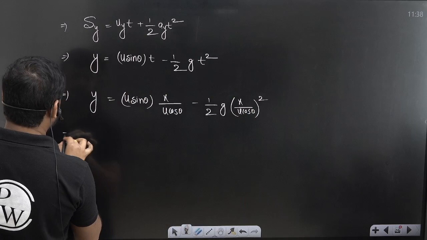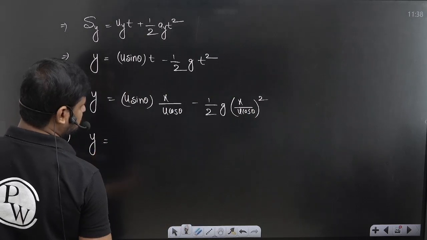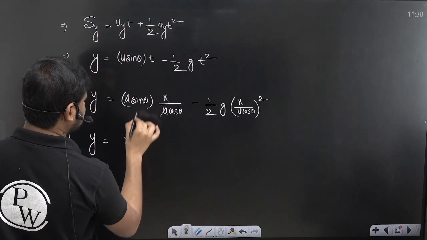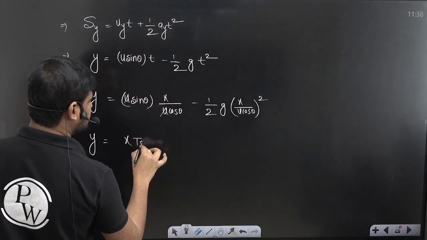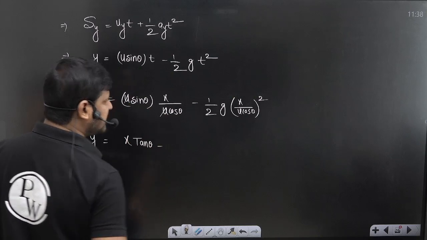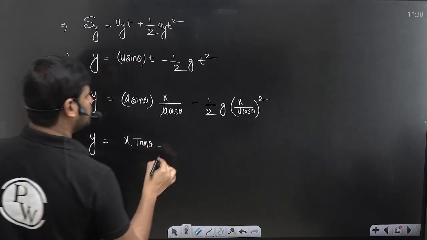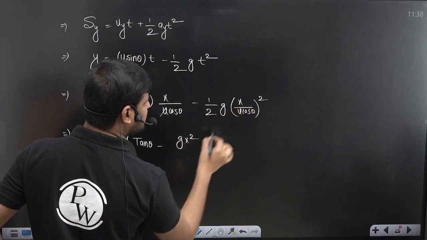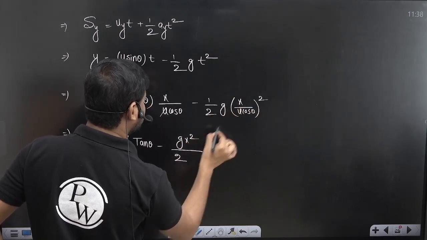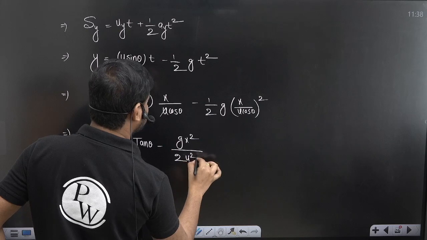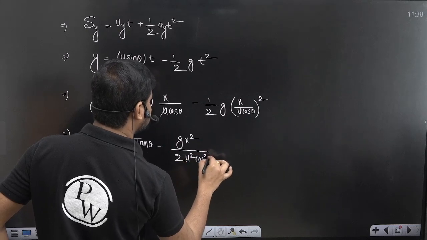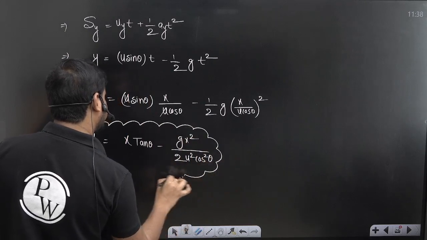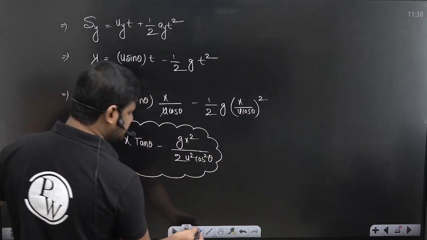Okay. So from here, let me write: y is equal to, u cancels, x sin theta by cos theta, which is tan theta. So x tan theta minus half g x square, that is g into x square by 2, u cos theta whole square means u square cos square theta. So this is called the equation of trajectory.